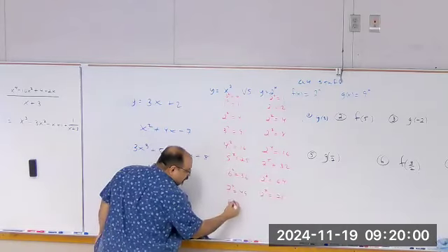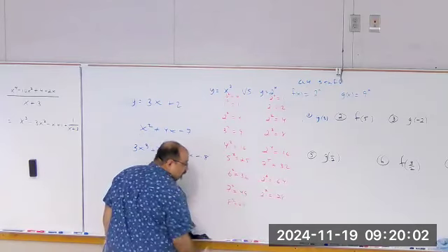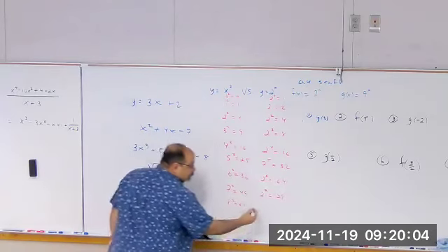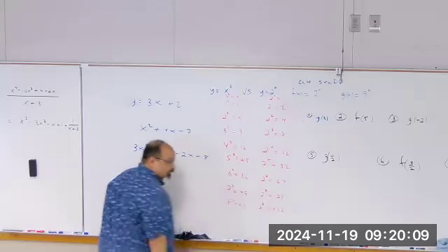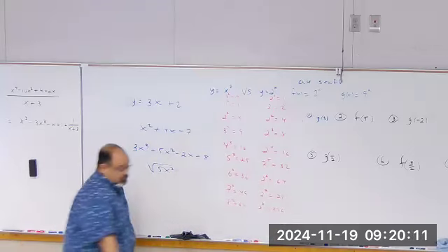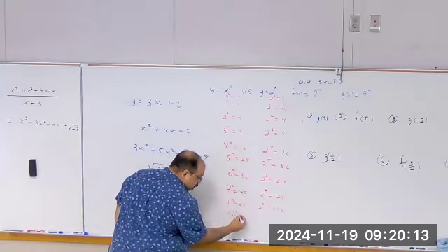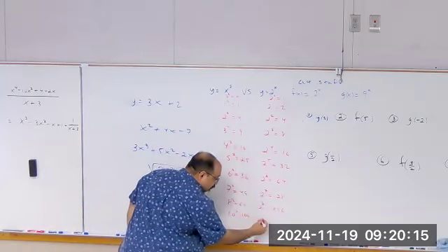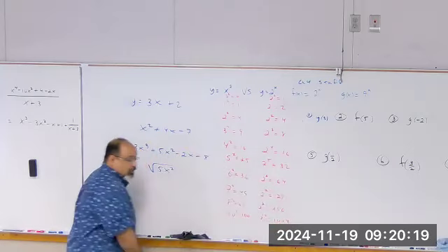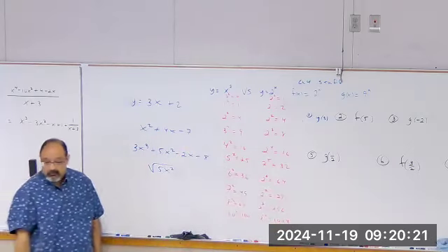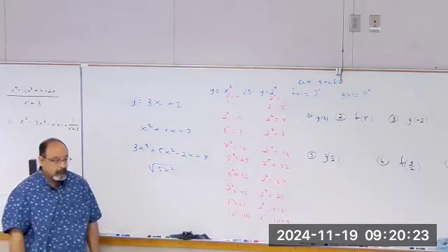Plug in 8. 8 to the second is 64. That's not getting a lot bigger. So 2 to the 8th is 256. Let's just go to 10. 10 squared is 100. 2 to the 10th is 1,024. Is 2 to the x ever going to lose? No.